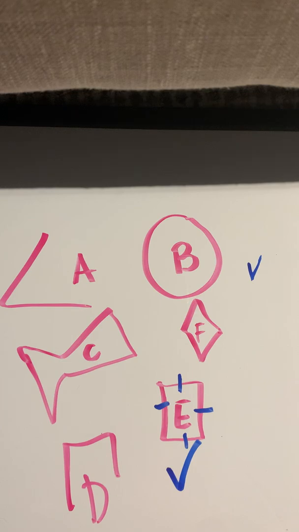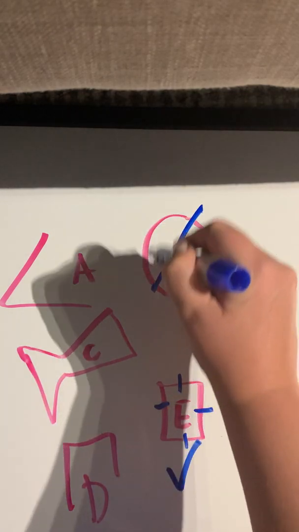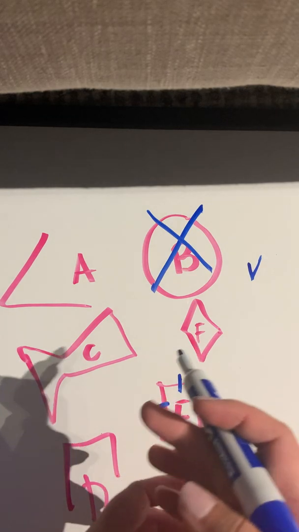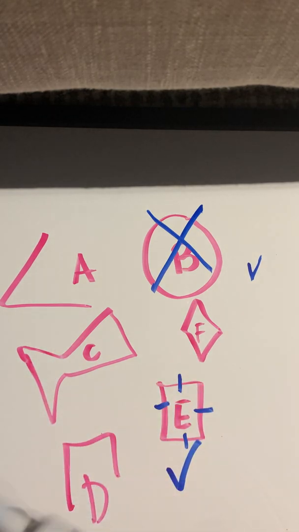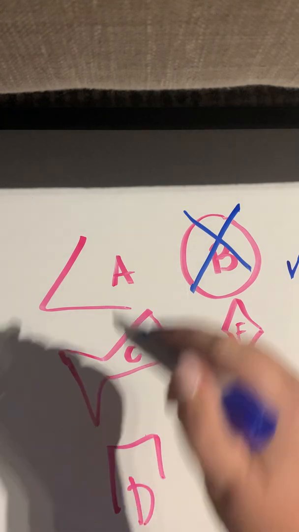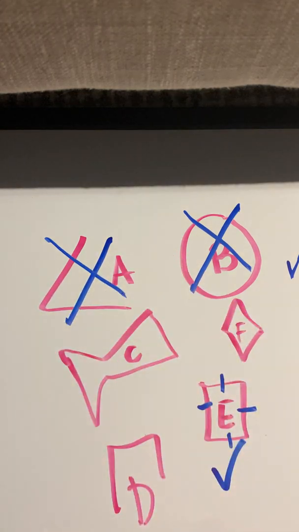What about B? Is that a polygon? What do you think, Beatrice? No, that is not a polygon. Why is that not a polygon? Exactly, because it doesn't have any line segments in it at all. Let's take a look at A. Is that a polygon? What do you think, Jed? No, that is not a polygon because it's not a closed shape. That's an open shape.